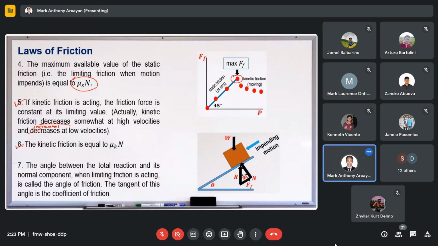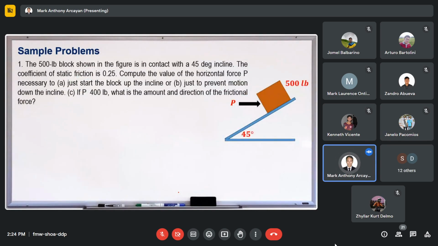Number 7, the angle between the total reaction, that is our R, and its normal component n, when limiting friction is acting, is called the angle of friction. That is what we mentioned earlier, and that is denoted by angle phi. The tangent of this angle is the coefficient of friction, which we derived earlier. Tangent of phi is equal to mu, which is the coefficient of friction. Okay? So that's it for the theory about friction.